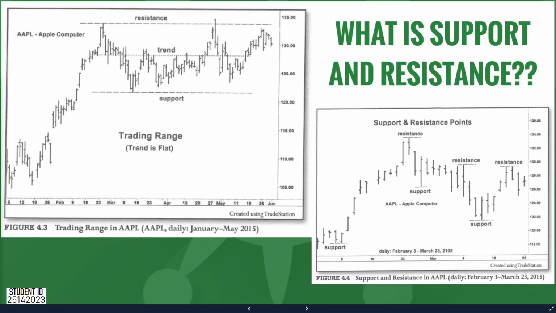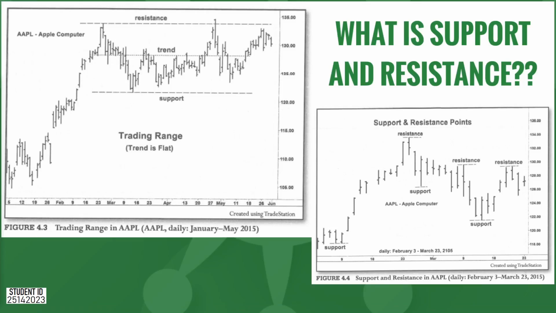So this is Figure 4.3, which I was talking about. When prices have been rising and then reversed downward, the highest point in the rise, the peak, is referred to as a resistance point, as given here: a level at which the advance has met with selling resistance.